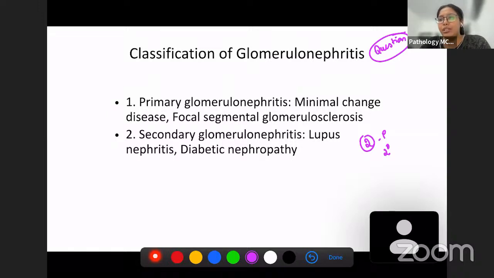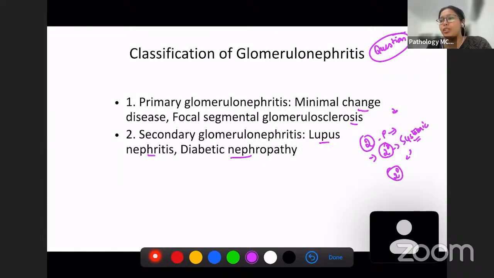Primary glomerulonephritis occurs without any prior condition. For example, it is a primary kidney disease. Few examples are minimal change disease and focal segmental glomerulosclerosis. Secondary glomerulonephritis usually occurs as a part of a systemic disease. The patient already has a systemic disease, and kidney involvement is secondary. A few examples are lupus nephritis and diabetic nephropathy, where the patient already has lupus or diabetes, which further goes ahead and involves the kidney. So, this is the basic difference between a primary and a secondary glomerulonephritis.